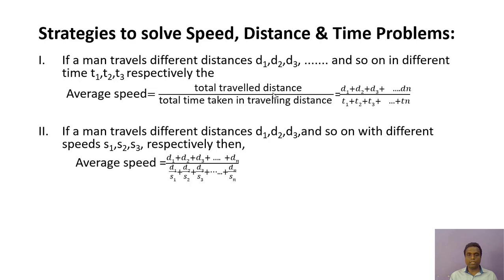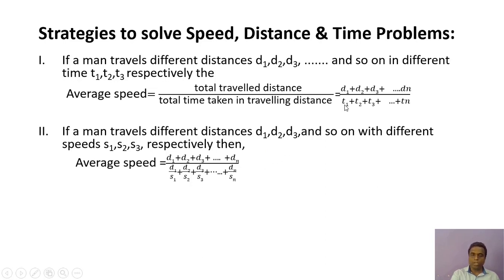If a man travels different distances d1, d2, d3 and so on with different speeds s1, s2 and s3 respectively, then what is the average speed? Here the same concept is applied, only the time is replaced with the formula distance upon speed. The numerator in the above strategy and this strategy is similar, only the difference is in the denominator.